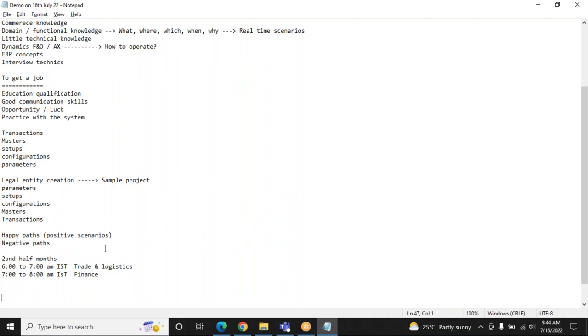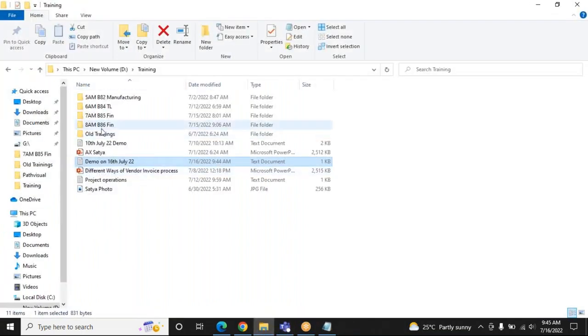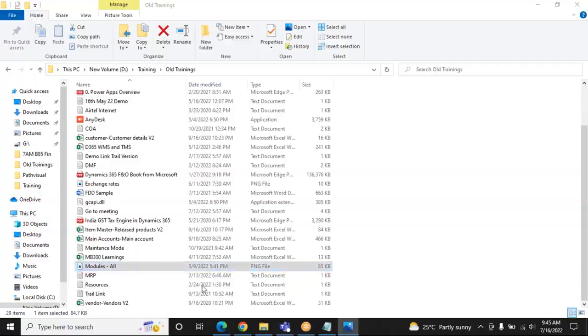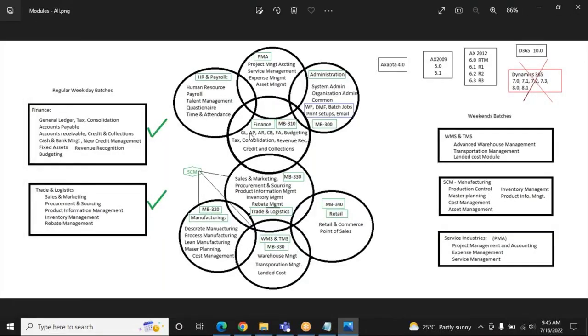Hello. So what will be covered in trade and logistics? Okay. Finance means general ledger, AP, AR, cash and bank, fixed assets, budgeting, tax, consolidation, revenue recognition, and credit and collections. Here, in sales and marketing, procurement and sourcing, product information management, inventory management, rebate management, all these things are covered. Along with this, you need to learn some finance because you need to understand something. And you need to understand something about manufacturing, not much, at least a little bit, and a little bit of warehouse management.